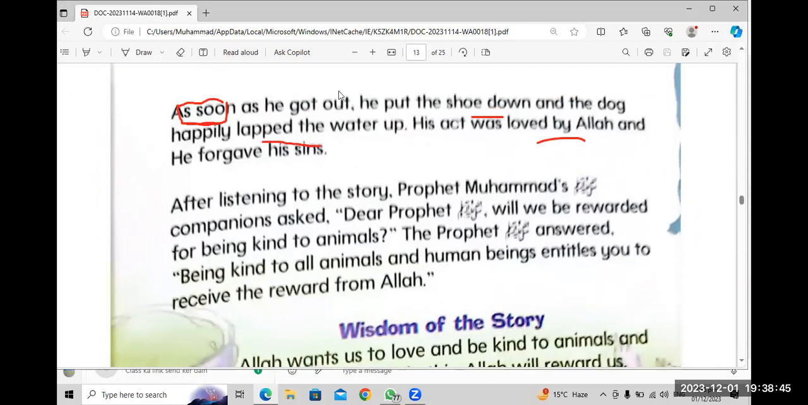As soon as he got out, he put the shoe down and the dog happily lapped the water up. His act was loved by Allah. He forgave his sins. Yes, and Allah subhanahu wa ta'ala forgave his sins. Why did Allah subhanahu wa ta'ala forgive his sins? Because of his good deed. Okay, yes, carry on.